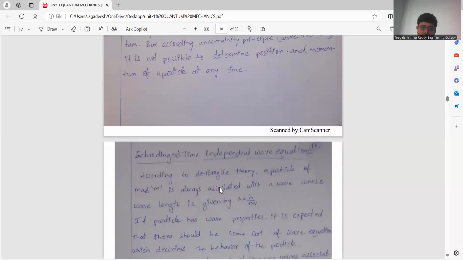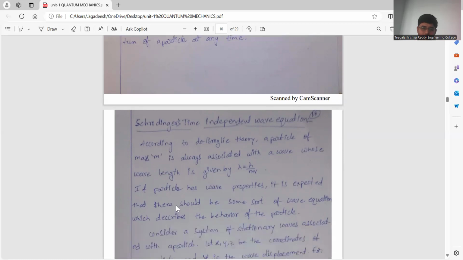Next is the Schrodinger time independent wave equation. According to the de Broglie theory, a particle of mass m is always associated with a wave whose wavelength is given by lambda equal to h by mv. According to de Broglie, for a particle of mass m moving with velocity v, the de Broglie wavelength of the particle is lambda equal to h by mv.